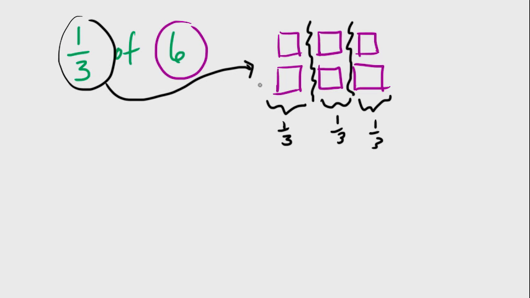So in this case, 1/3 of 6 is going to equal 2. Why is it going to equal 2? Because if we go back to our boxes, how much is 1/3? Well, we have 1 box, 2 boxes, and that is 1/3 of it.